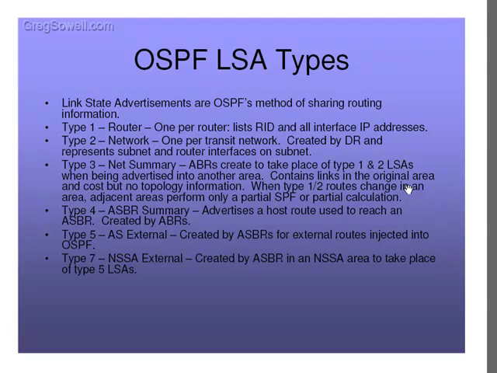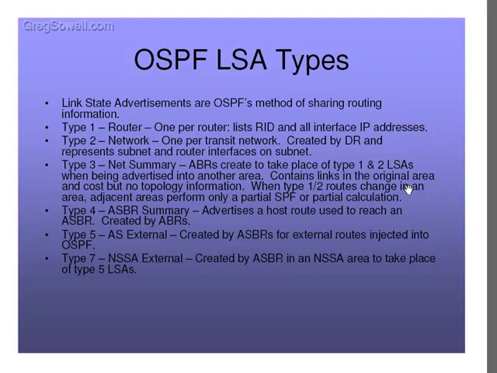Type 2 is going to be network, and that's created by the DR alone. If you're on a non-broadcast multi-access type of network, where a DR isn't actually elected, which I'm not going to go through because I'm trying to cover what most of you are going to see, that would be like a frame relay type of network. Type 2s aren't created if there's no DR. The DR alone creates that, which is just a representation of the subnet and the router interfaces on there.